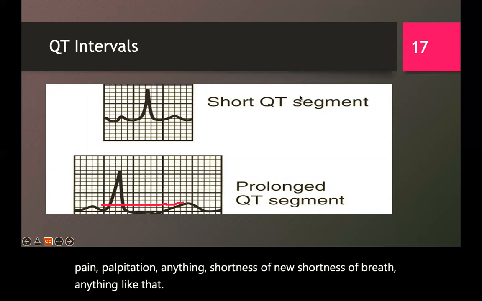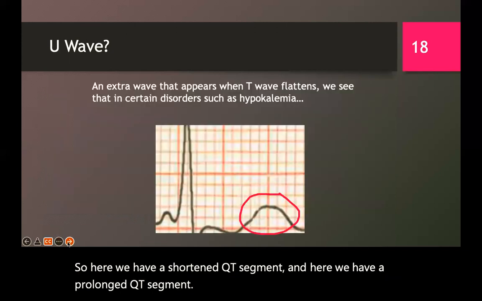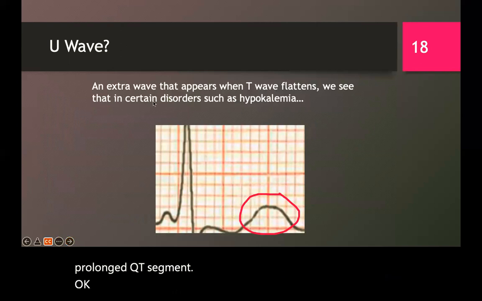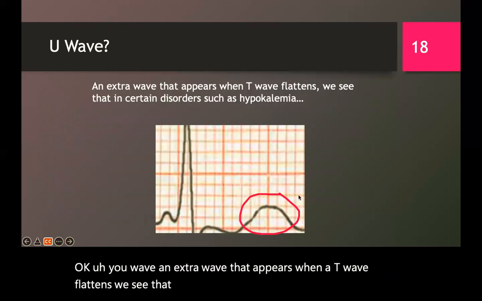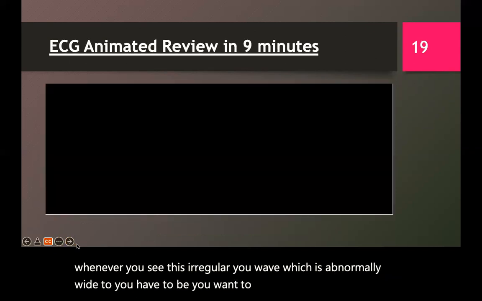So here we have a shortened QT segment, and here we have a prolonged QT segment. Okay, a U wave, an extra wave that appears when a T wave flattens. We see that in certain disorders such as hypokalemia. So whenever you see this irregular U wave, which is abnormally wide too, you want to be concerned about hypokalemia.